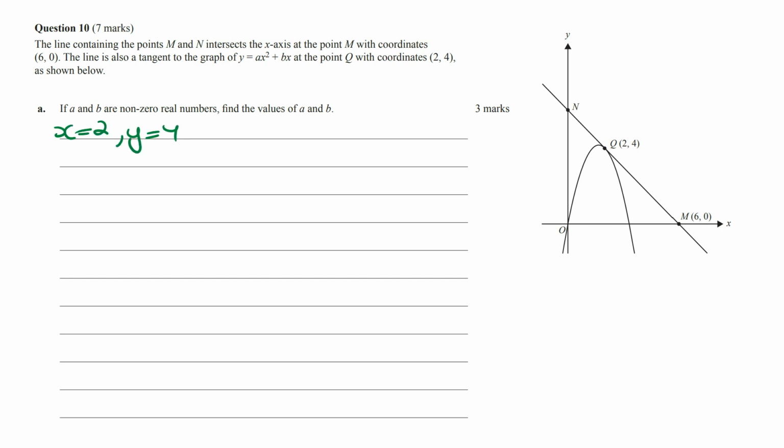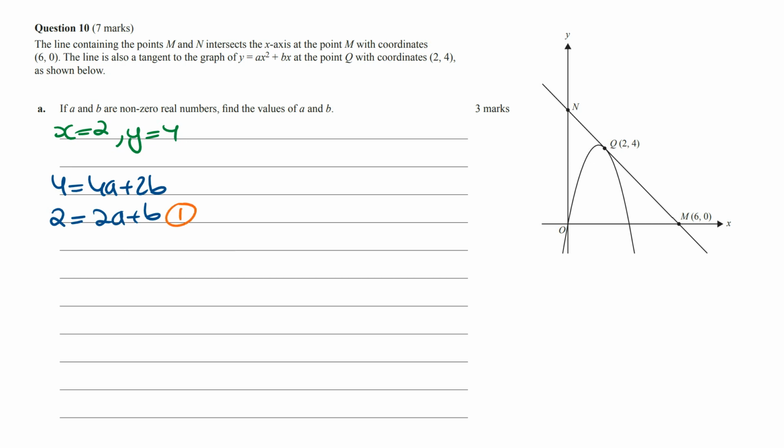And so subbing this into the rule of y, we're going to get 4 is equal to a times 2 squared, which is 4a, plus b times 2, which is 2b. We can divide both sides by 2, and so this is equivalent to 2 is equal to 2a plus b. And so this is going to be our first equation.